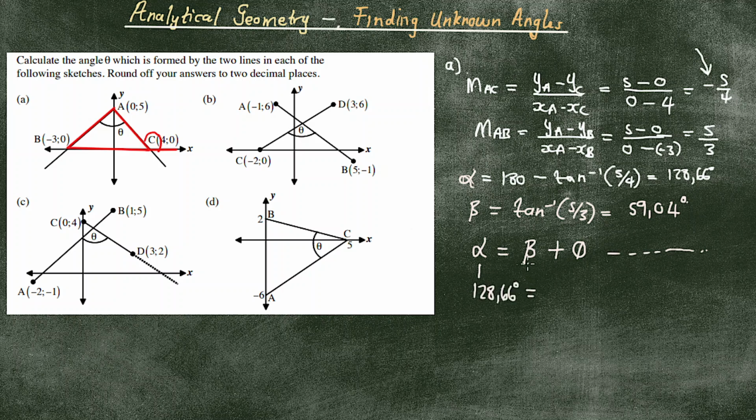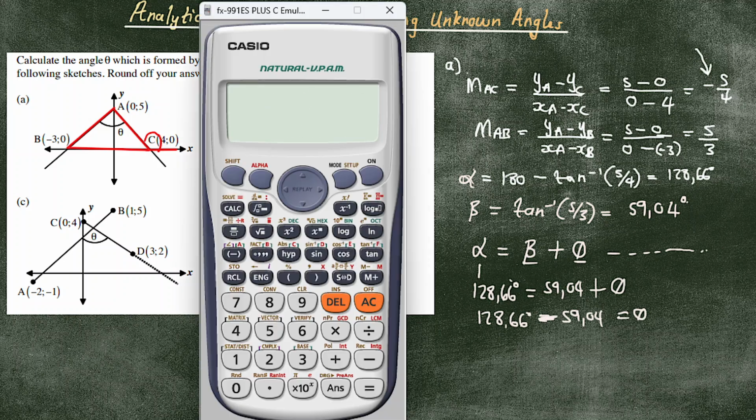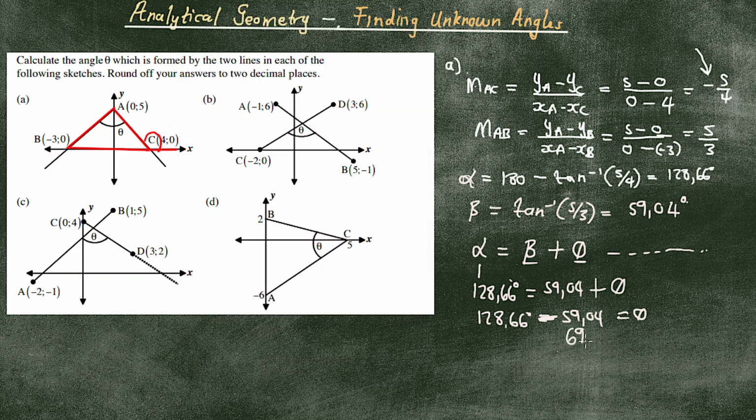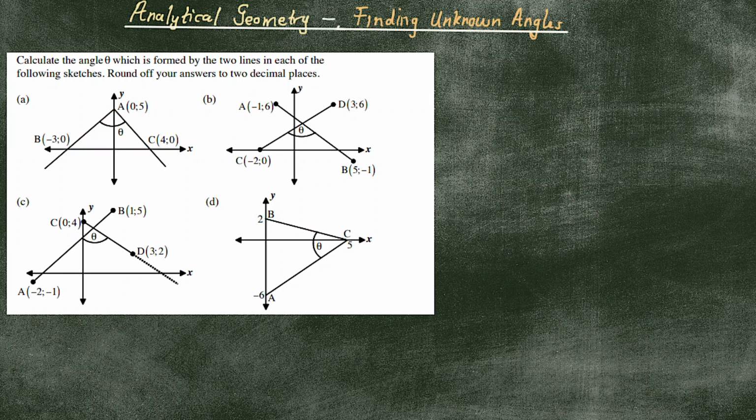128.66 degrees is equal to beta, which is 59.04 plus theta, that is just theta. Then you transpose, so it is minus 59.04 equal to theta. Then we find the answer: 128.66 minus 59.04. So the answer is 69.62 degrees is equal to theta. That is how you calculate angles that are not angles of inclination.